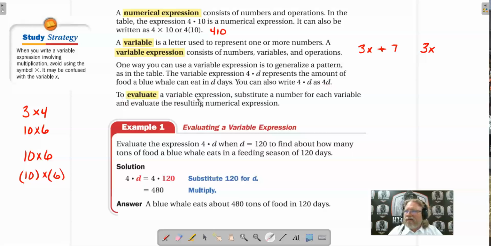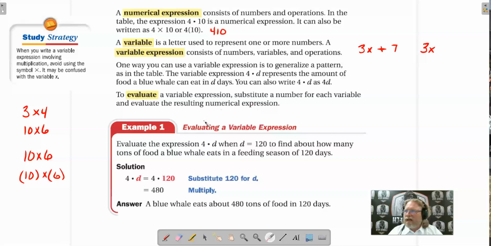Next, we're going to talk about what it means to evaluate. To evaluate a variable expression, we substitute a number for each variable and evaluate the resulting numerical expression. So whenever we substitute in numbers for those variables, we end up with just numbers in the expression. So it goes from being a variable expression to a numerical expression.